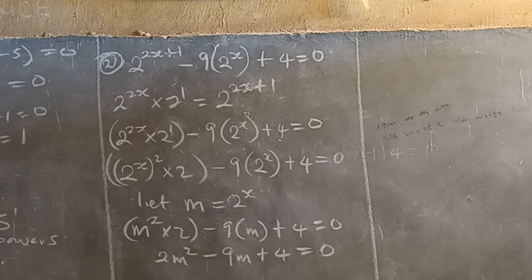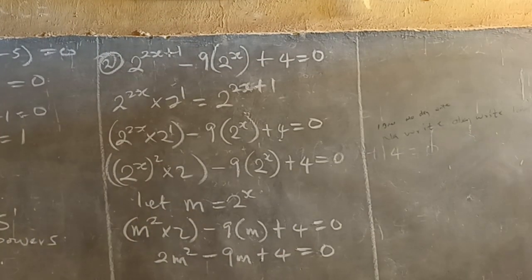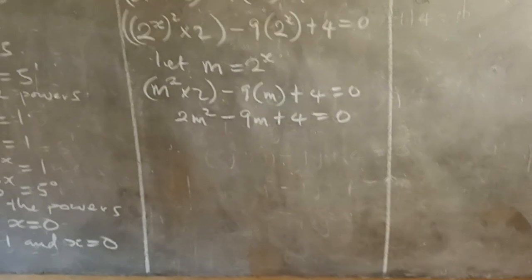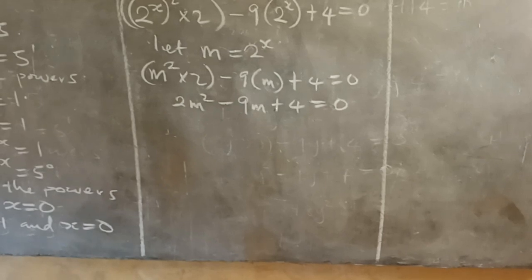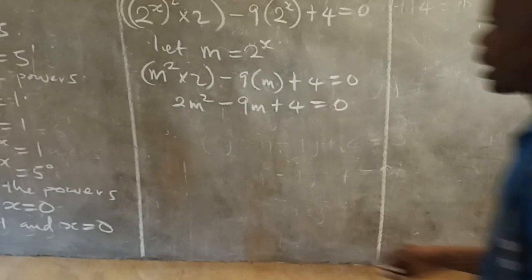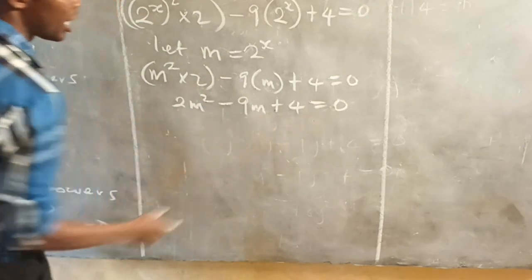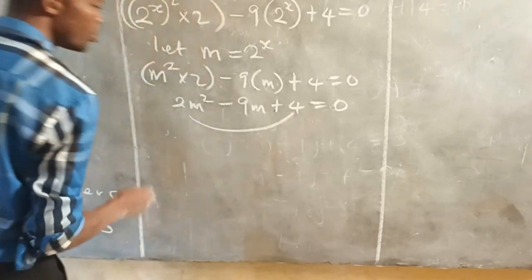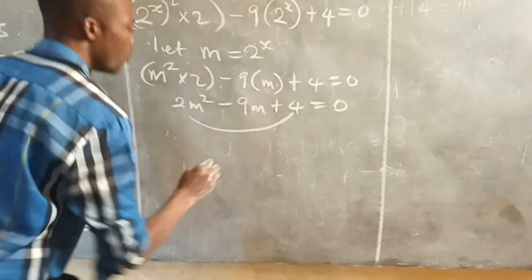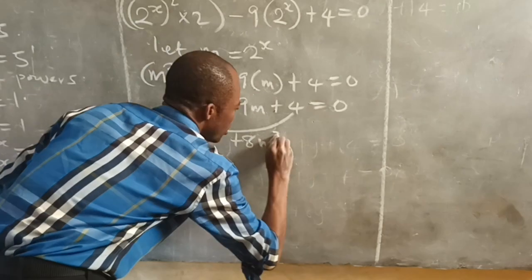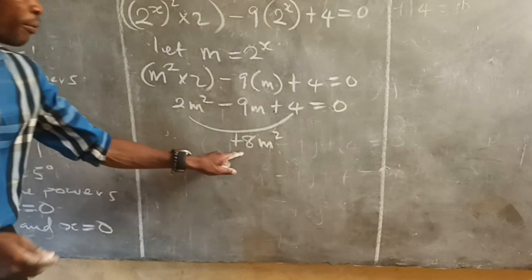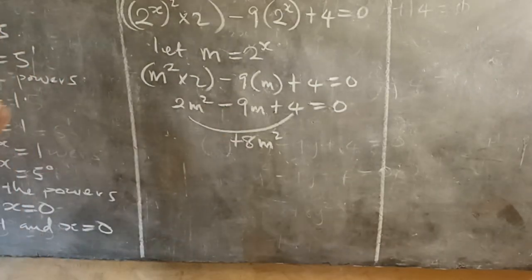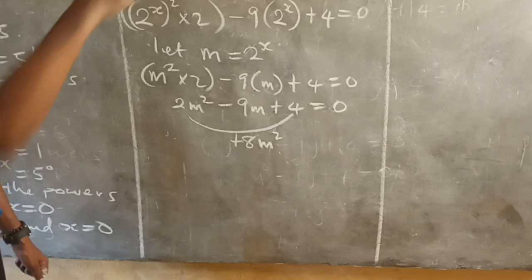We now attempt to solve this quadratic equation. The first thing we'll do is multiply 2m squared by 4 and then try to get the two factors that when you multiply them together, you have the product of 2m squared and 4, and when you add them, you have minus 9m. So 2m squared times 4 will give us plus 8m squared. So the two numbers that when you multiply them you have plus 8m squared, and when you add them you have minus 9m, are minus m and minus 8m.